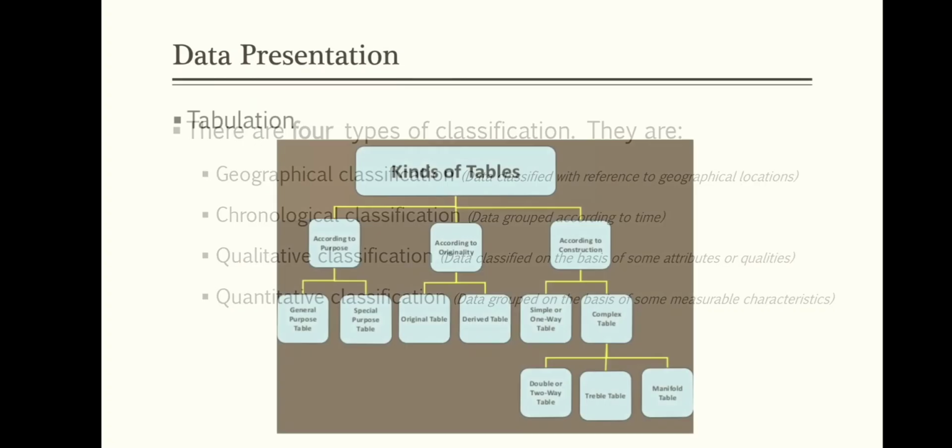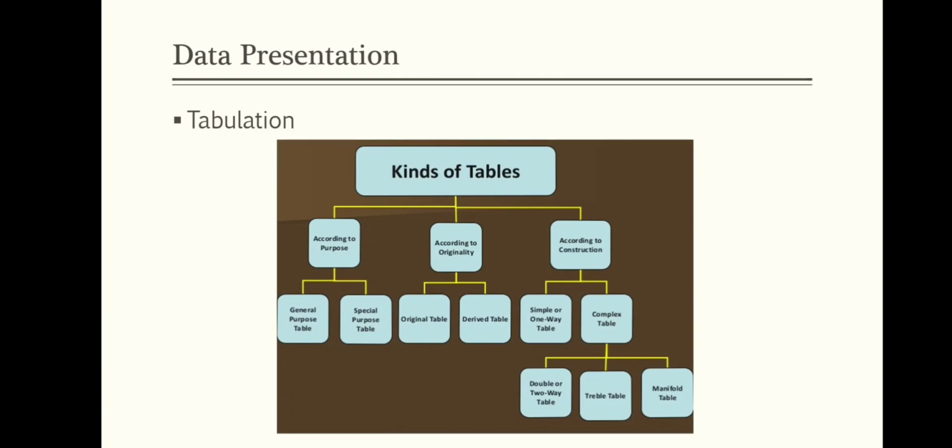Now the second submodule in data presentation is tabulation. The classified data is now tabulated in row and column format. It is of many types. They are broadly categorized based on three factors. The first factor of table classification is according to purpose. It is divided into general purpose and special purpose table.